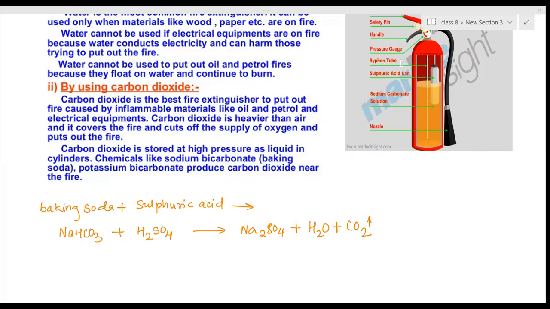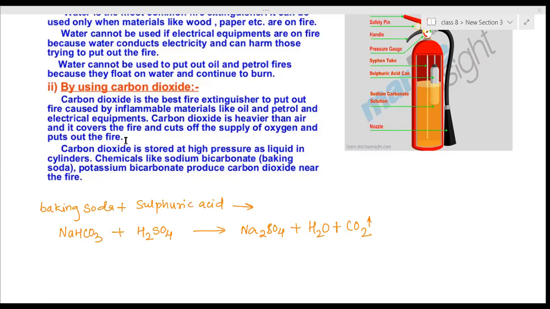And why is carbon dioxide used? Because carbon dioxide is heavier than air and it covers the fire, cuts off the supply of oxygen and puts off the fire, because it is a non-supporter of fire. It won't allow the fire to burn. Clear? So this part you have written also.